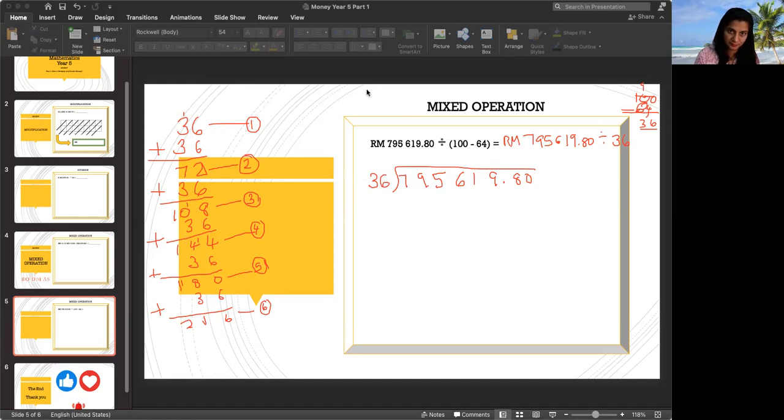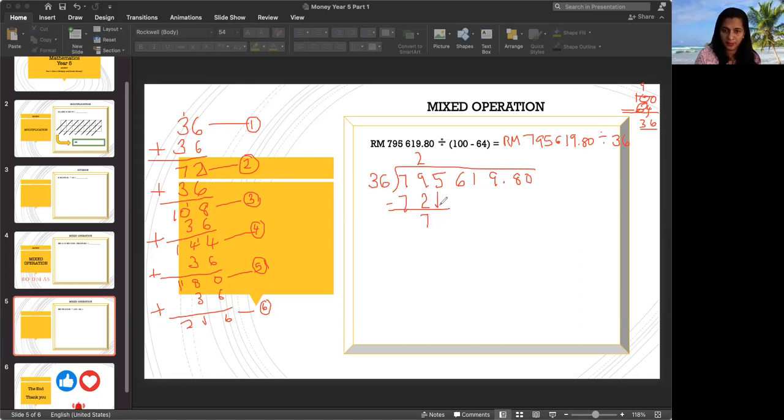Now ask yourself, how many 36 could go into 7? Obviously you can't. So how about 79? Now you see here you have 72. So you could have 2 36s and you would have only 72. So you can take your 79 minus your 72 and you would have 7 as your remainder.